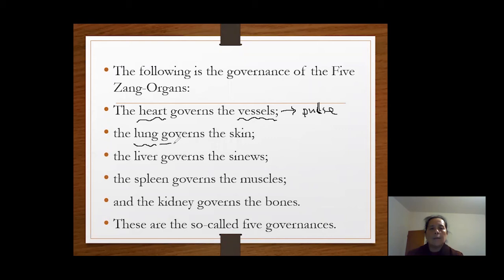The lung governs the skin. That is the superficial part of the body. So skin disorders have a relationship with the lung. Clinically it is pretty common. A patient with a lung disorder can pretty easily get a skin rash. So that is the lung governing the skin. And the liver governs the sinews, or tendons. So if a patient has a liver disorder, it can pretty easily cause tendon disorders or maybe joint disorders. So joint problems are pretty common clinically.